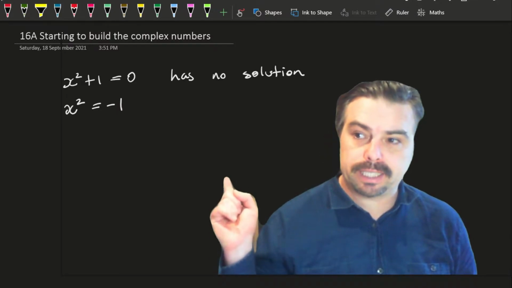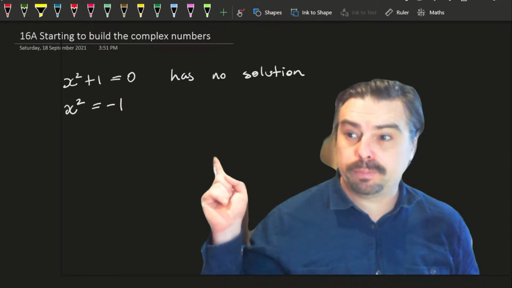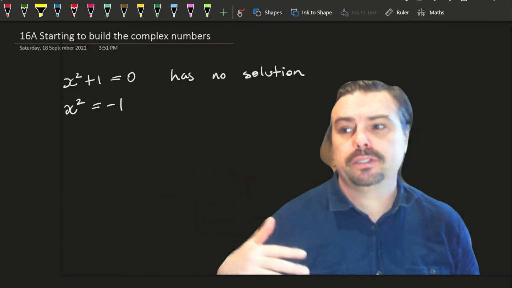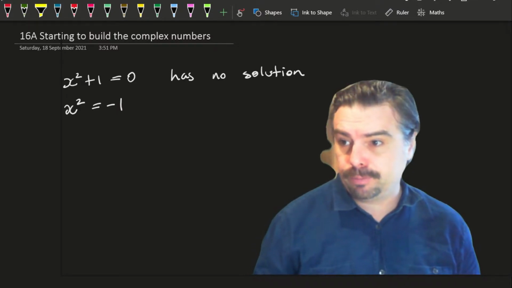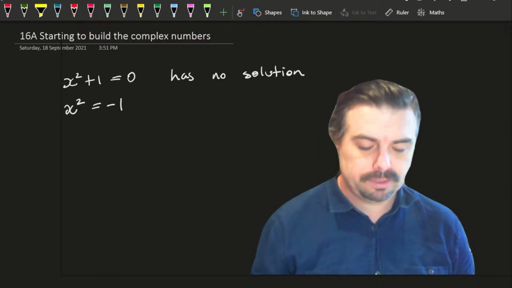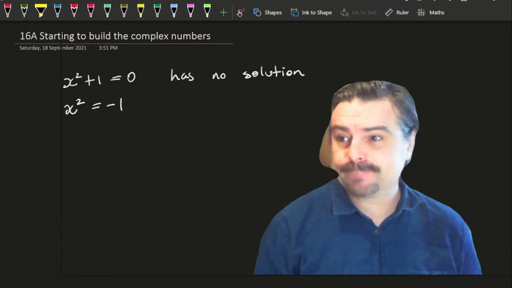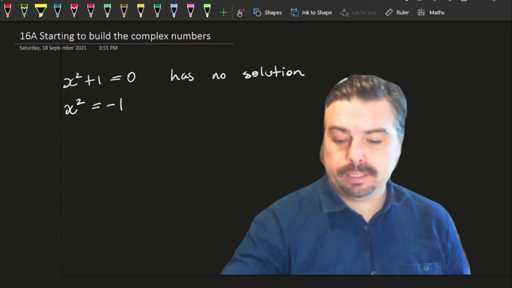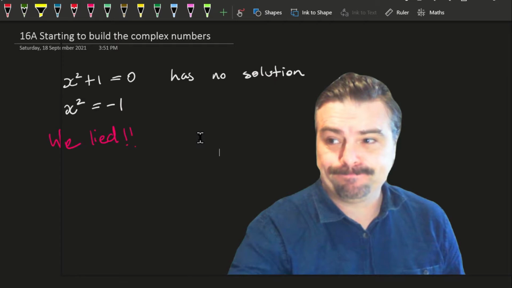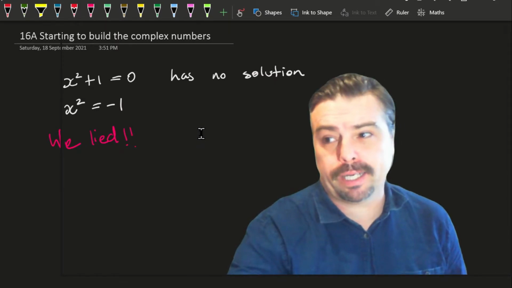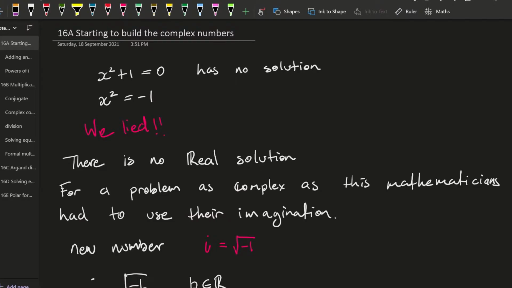So you've seen this statement before: x squared plus 1 equals 0 has no solutions, and that's because we're going to have x squared equals minus 1, and there are no real numbers that, if we multiply them together, equal a negative number. But I got some news for you. We lied. The actual full statement is that there's no real number solution. And for a problem as complex as this, mathematicians had to use their imagination.